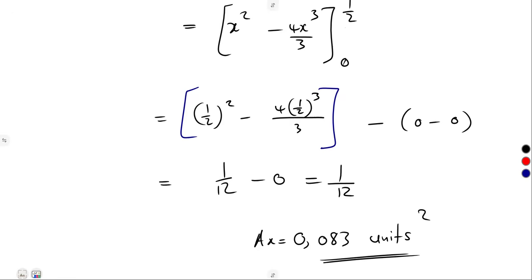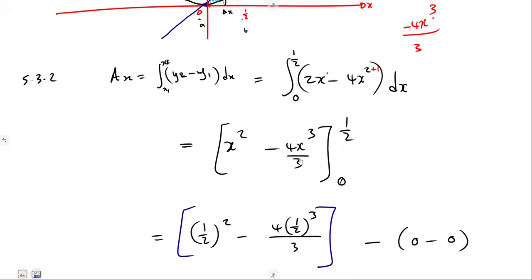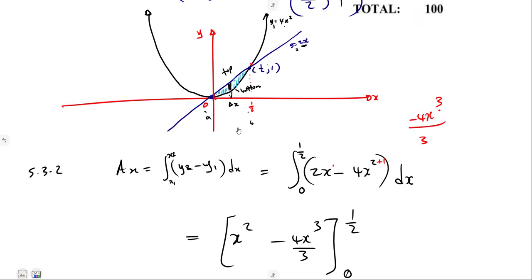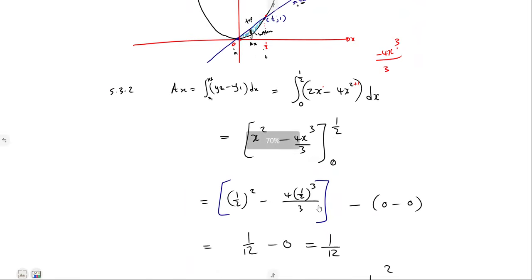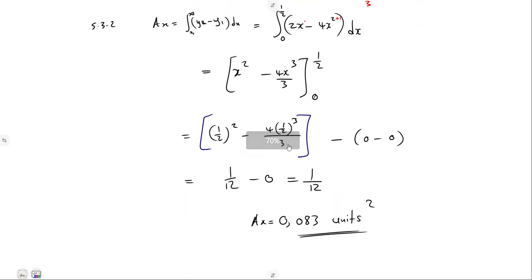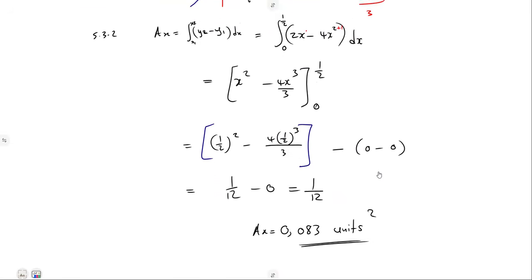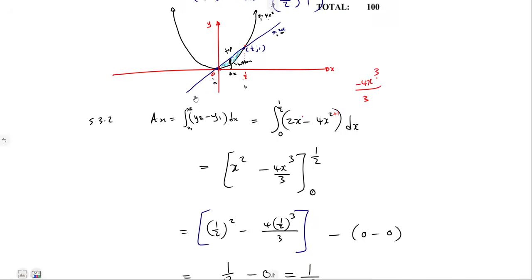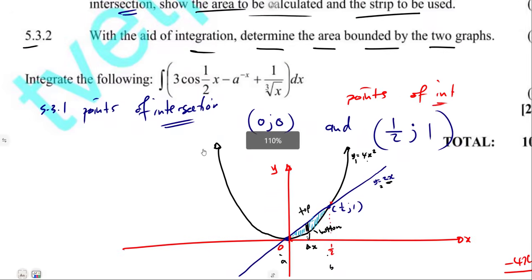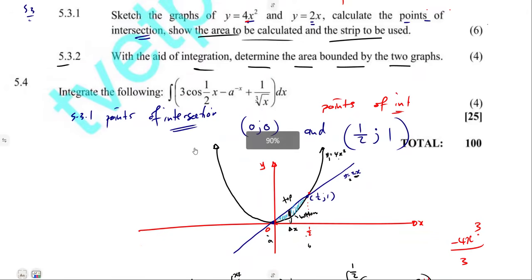We are considering the two graphs that you are given. So the area bounded, with a strip for x, is with respect to x. So that is how you're going to evaluate such integrals. Integral for area, derivatives for those tangents, gradients, and so on. So that is it here on 5.4.